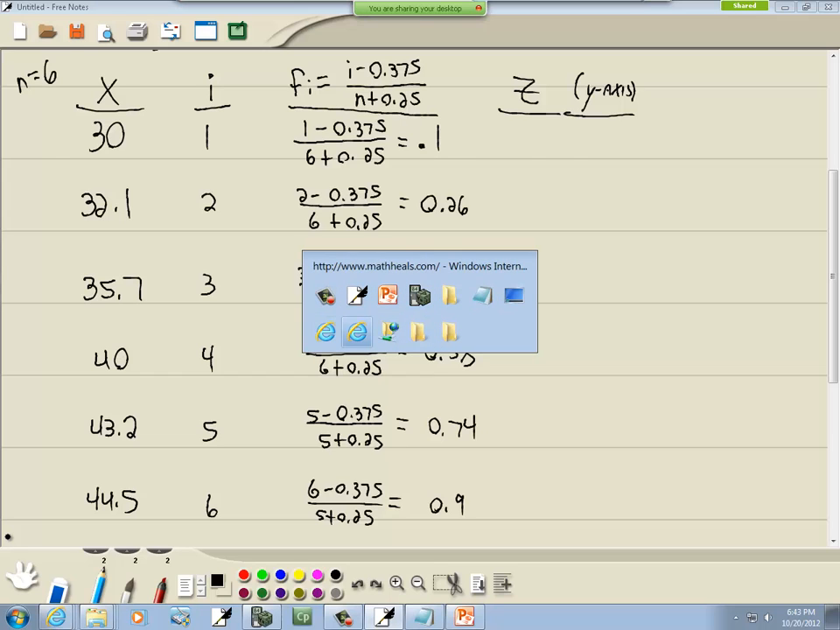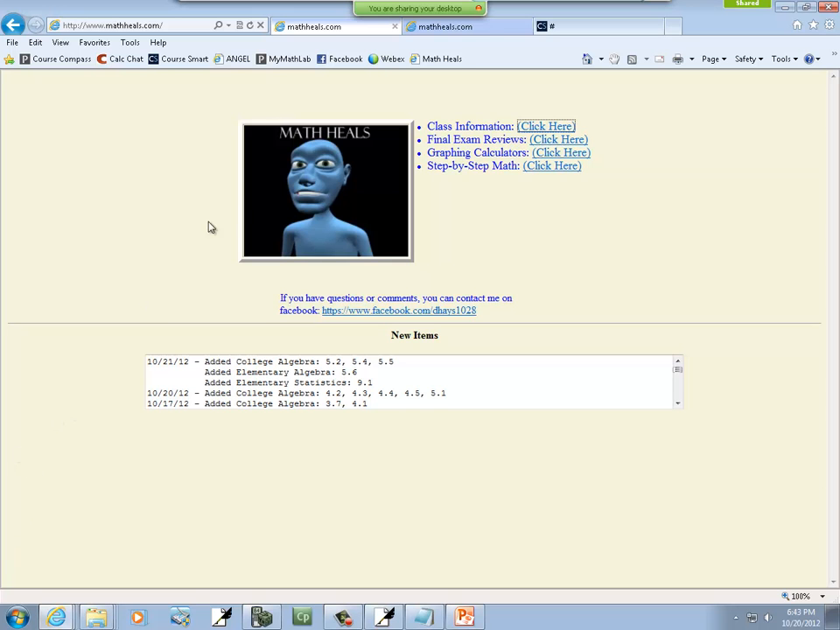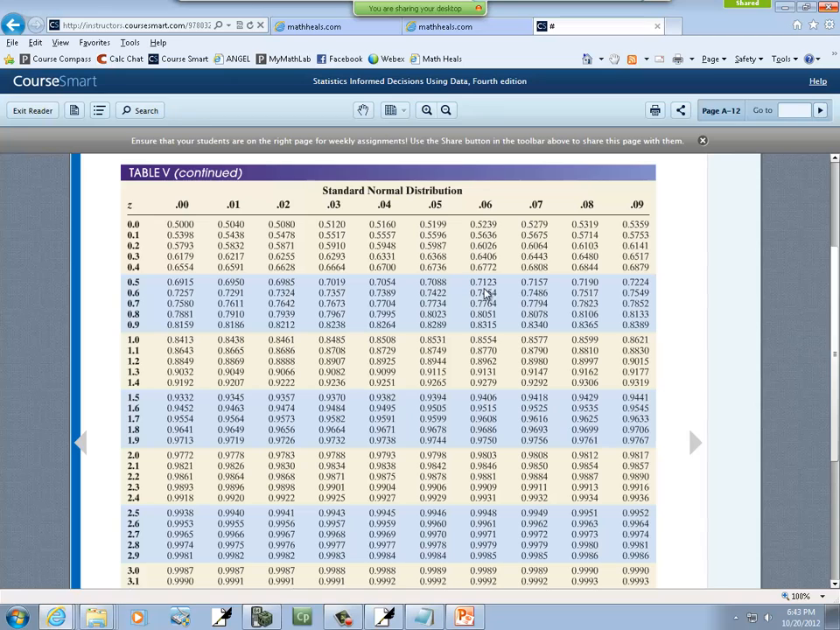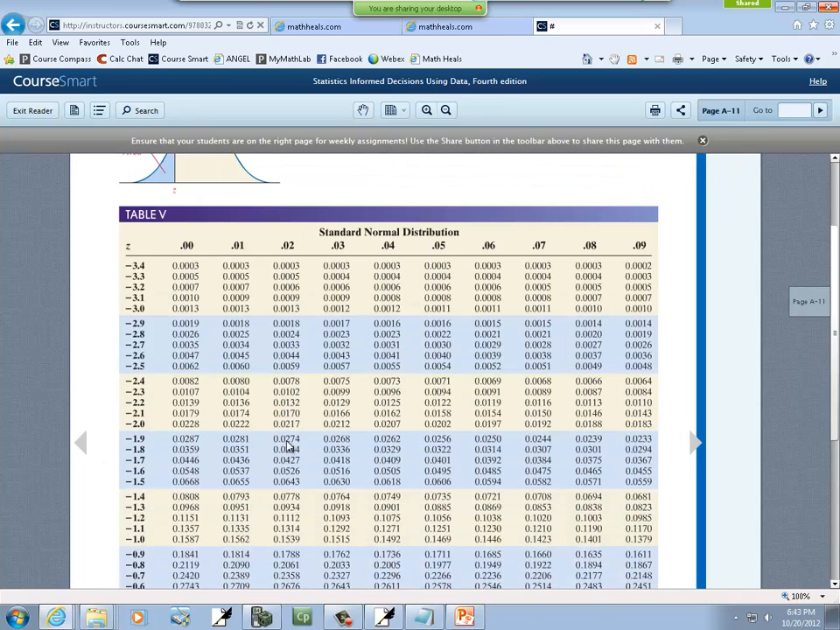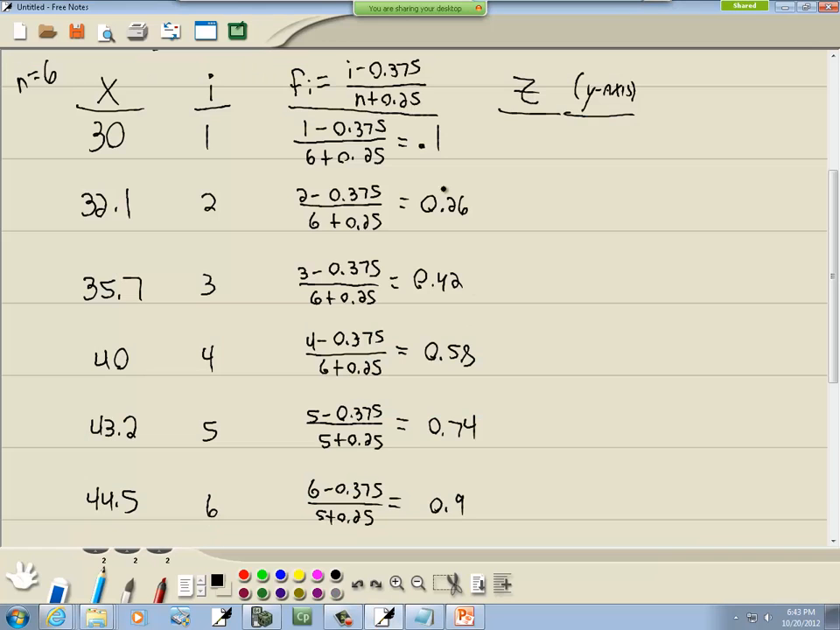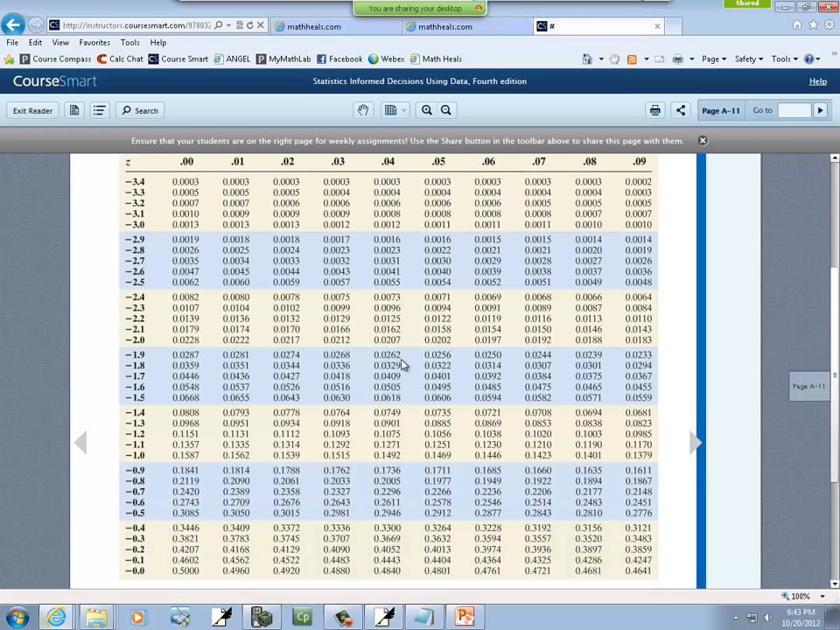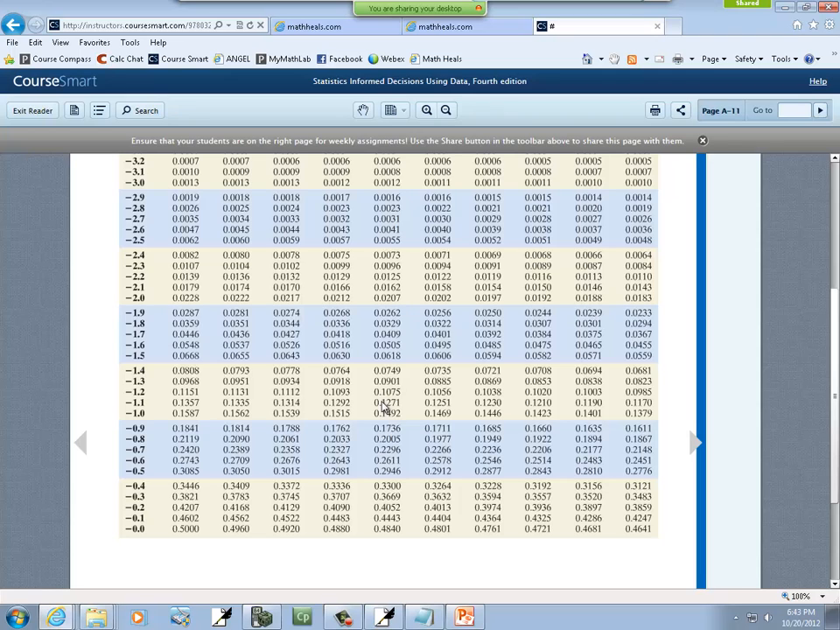And I think I've closed it. Oh, here it is. No, it's still there. Okay, so our first one is 0.1. So I'm looking up for the one closest to 0.1.